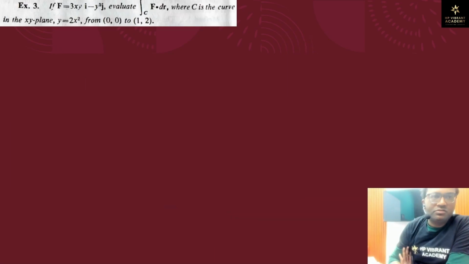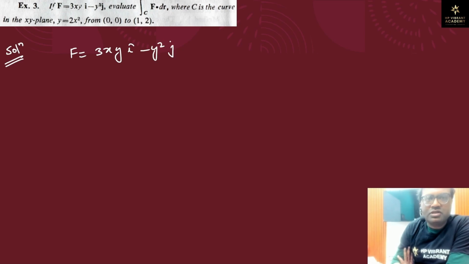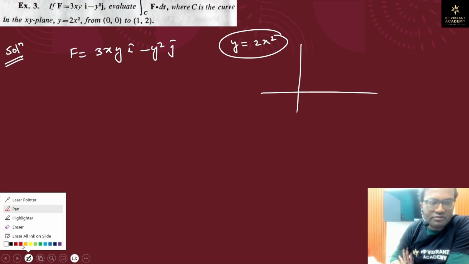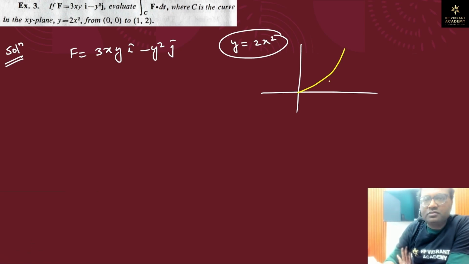So let us solve question number 3. How we can solve this? So we have the value of f as f is equal to 3xy i cap minus y square j cap. We have to evaluate f dot dr, that is the line integral, and c is the curve in xy plane, that is y is equal to 2x square. So we have the curve as y is equal to 2x square, and the limit is from 0 comma 0 to 1 comma 2.